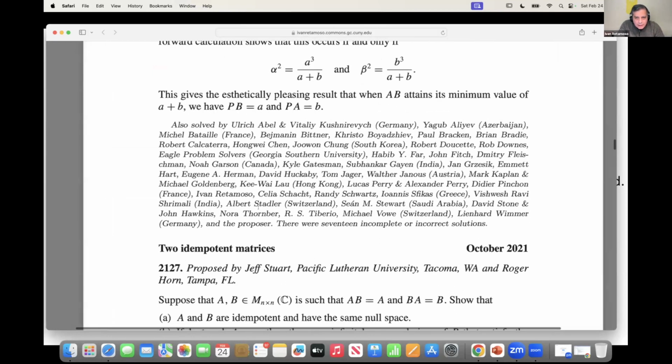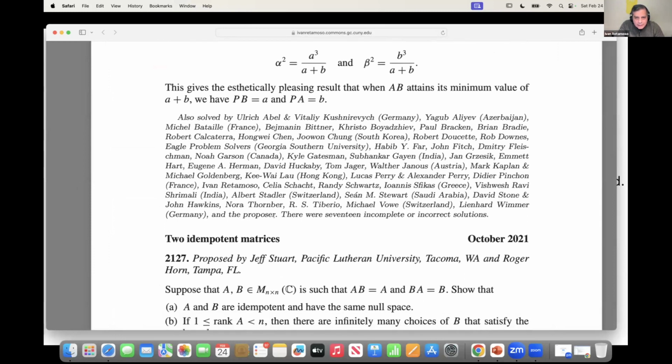I solved it correctly, but what is important here is this comment, right? That says there were 17 incomplete or incorrect solutions. So this is what happens if your solution is not correct. Yeah, my name is there. So they will anonymously say that there were some incomplete or incorrect solutions, right? So as you can see, nothing to lose, a lot to gain.